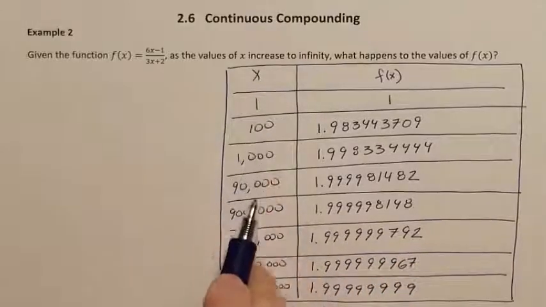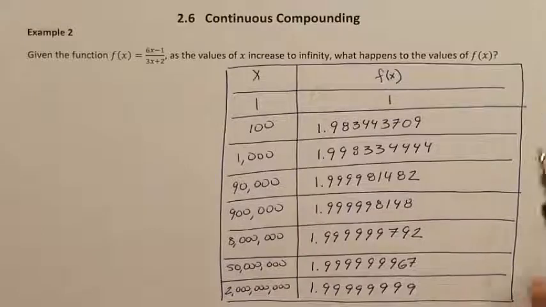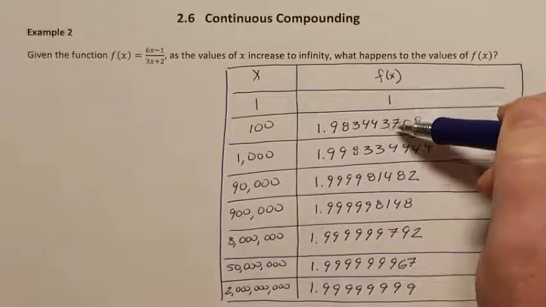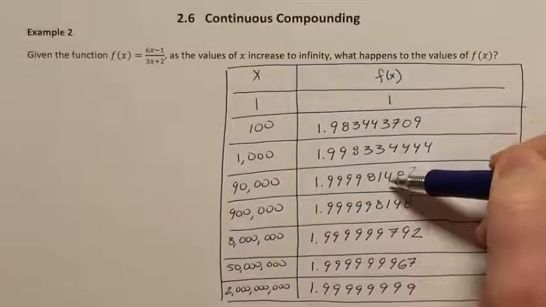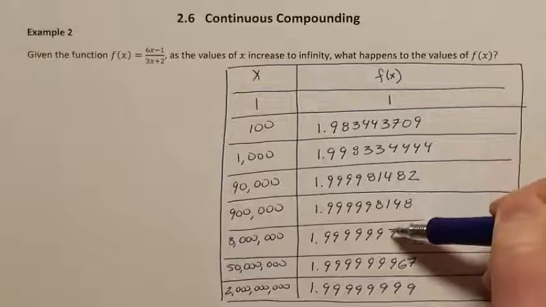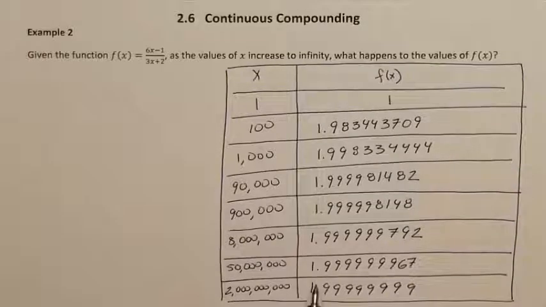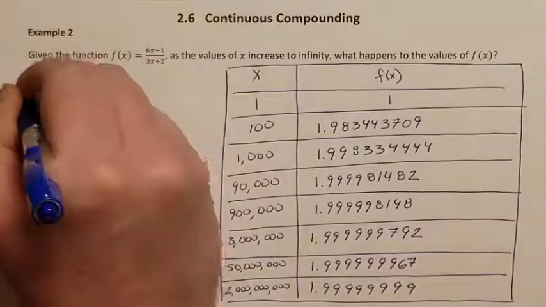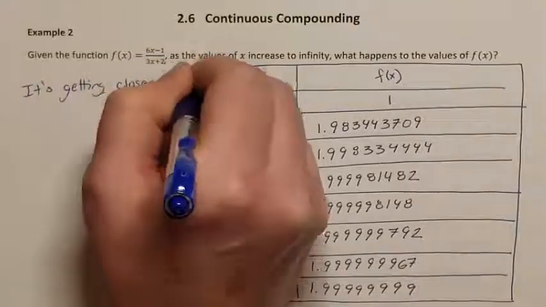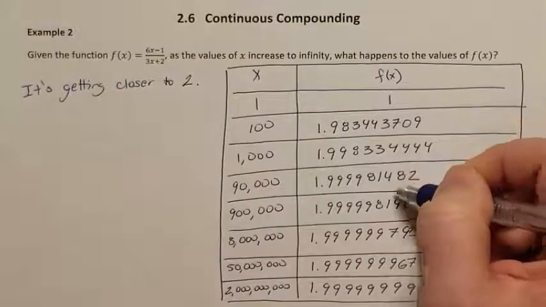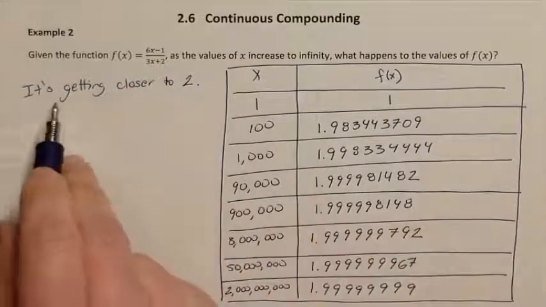So as x's kept getting larger and larger, our f of x's kept getting bigger, but you'll notice that they kept zooming in on the same one number. Every next step kept getting another 999, 999, 999. It looks like it's getting really close to the number 2. So as I'm looking at these, they're getting closer and closer to the number 2.